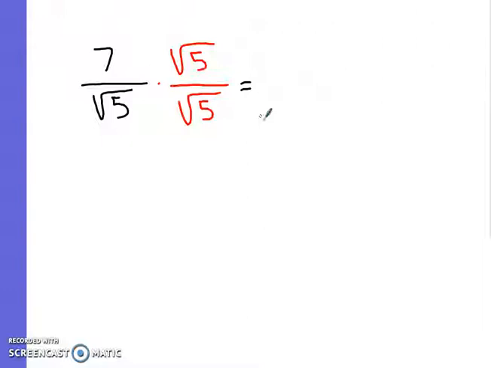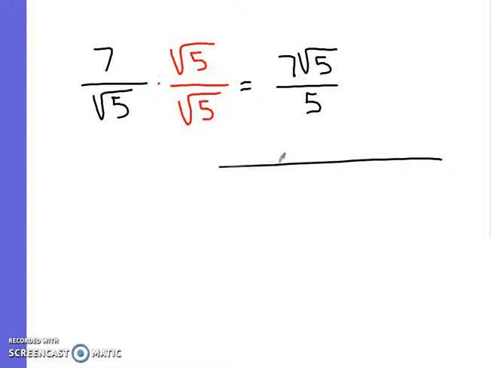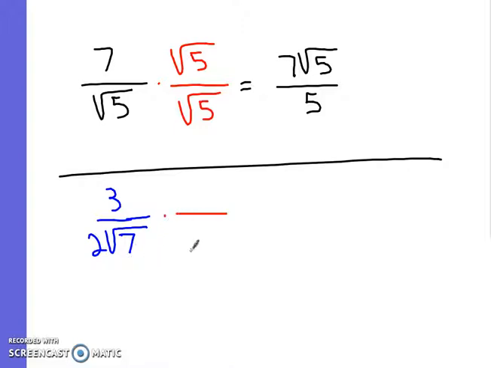So here I go. The top is 7 times the square root of 5. I get 7 root 5. On the bottom, square root of 5 times the square root of 5 is 5. So now the denominator is rationalized. So I'm going to look at another one over here. How about if I have 3 over 2 square root 7? Okay, well, I don't want this square root 7 down below there. So I'll multiply at the top and bottom by the square root of 7.